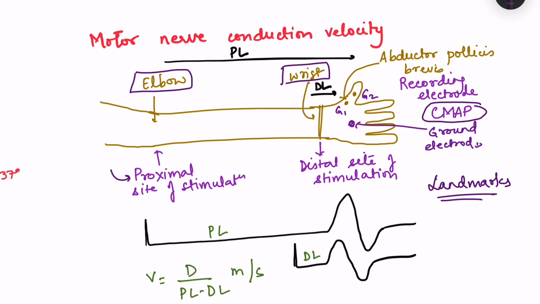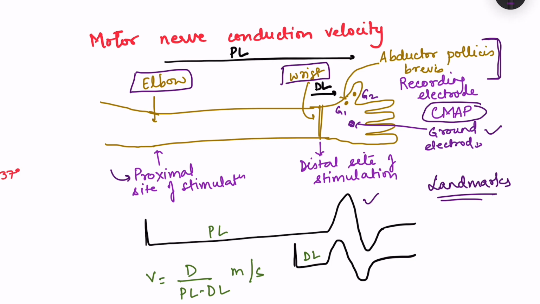Okay, so for CMAP recording, that is the recording of electrical activity of the muscle, again we have put some electrodes, and for median nerve we put the electrodes on the muscle of the thumb, that is abductor pollicis brevis. Okay, so we have a recording electrode, a reference electrode, and a ground electrode. So we get one CMAP recording.